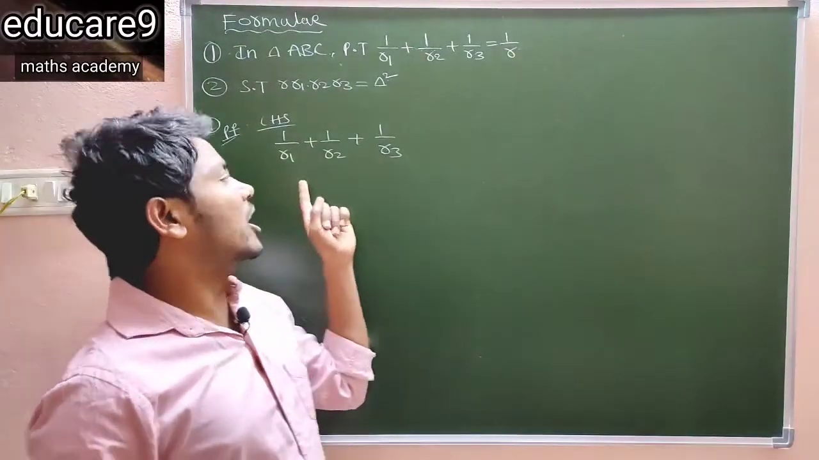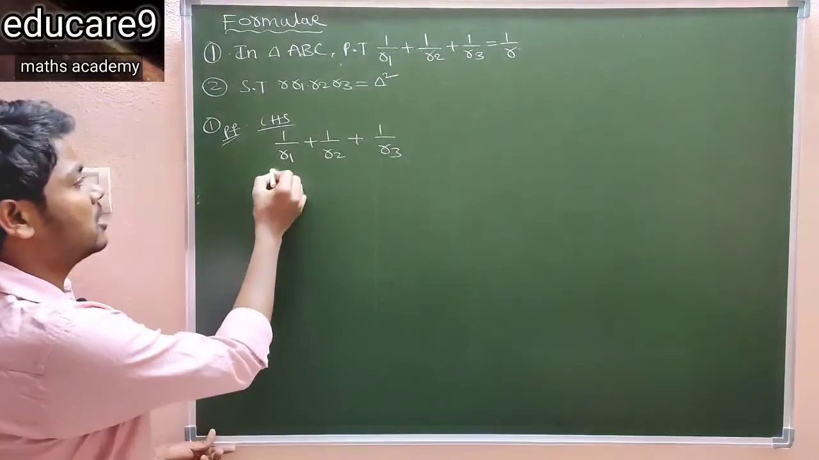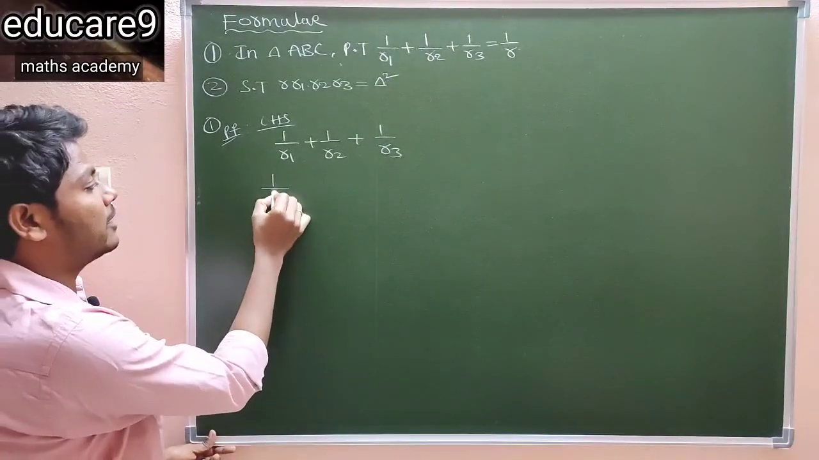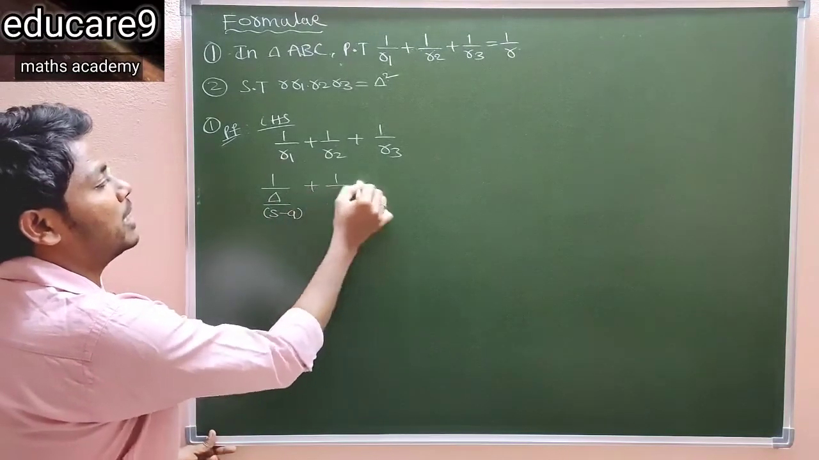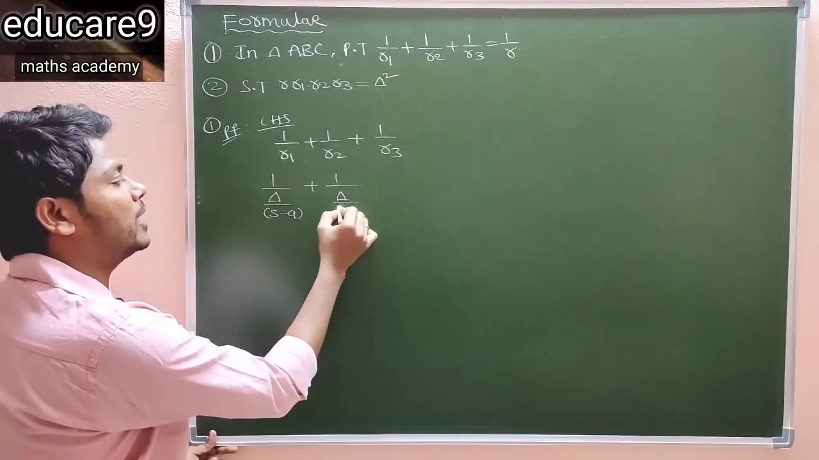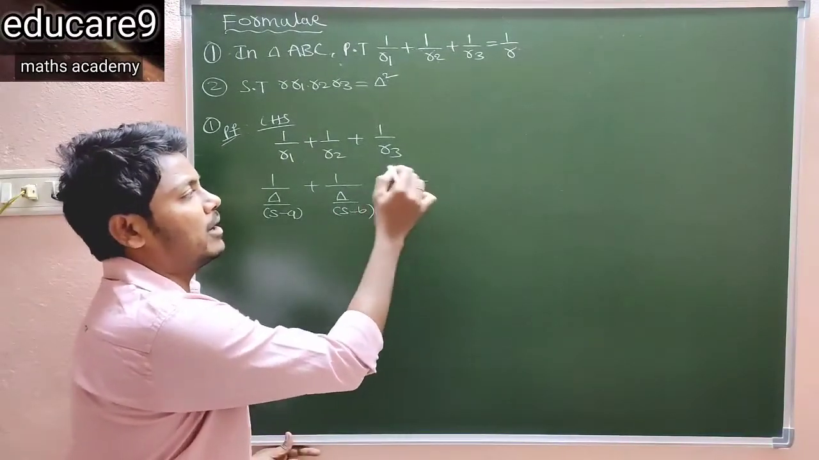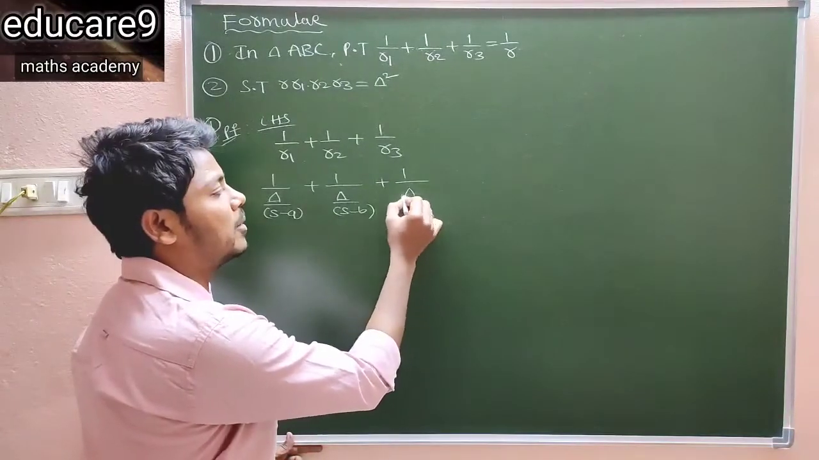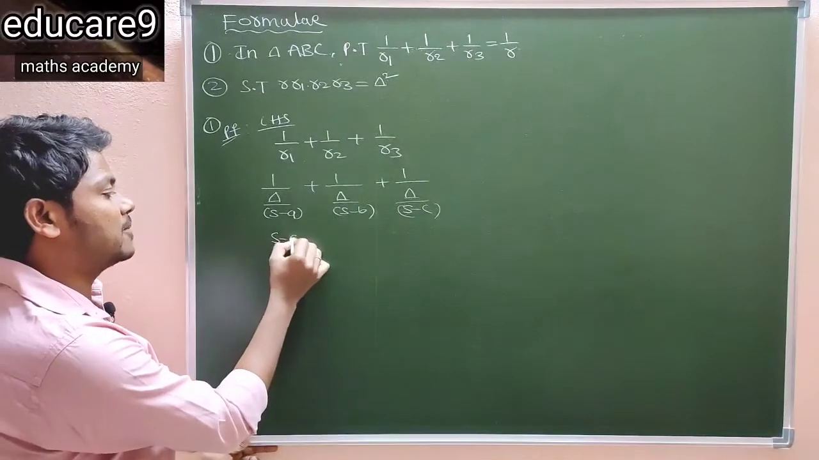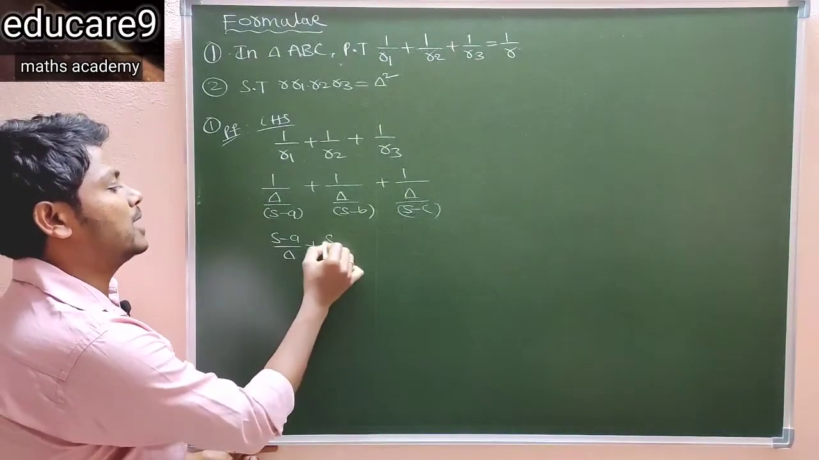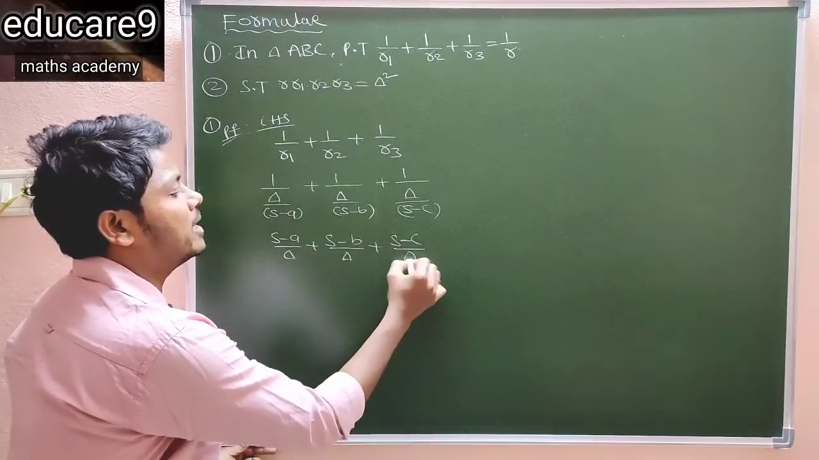You know the formulas for r1, r2 and r3. What are the formulas? 1/r1 is (s minus a)/delta, plus 1/r2 is (s minus b)/delta, plus 1/r3. r3 is delta by (s minus c), so 1/r3 is (s minus c)/delta. So this is (s minus a)/delta plus (s minus b)/delta plus (s minus c)/delta.